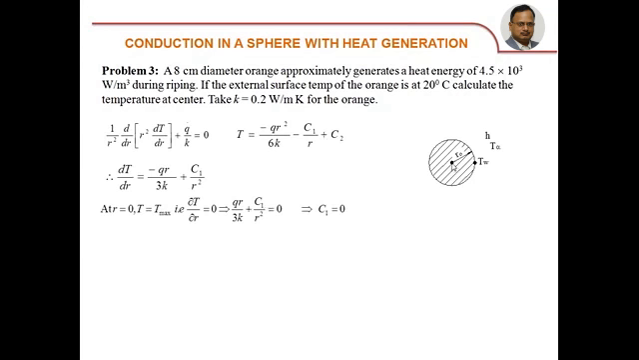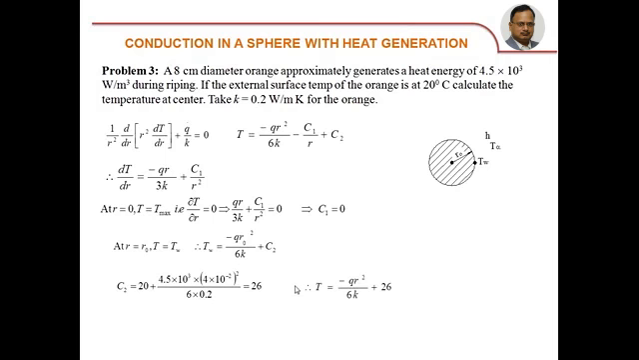At R equal to 0, at the center, the temperature is maximum, that is dT by dR is 0, and hence C1 becomes 0. Other condition is at R equal to R0, the T is TW, given as 20 degrees. So by substituting that, you will get C2 equal to TW plus Q dot R0 square by 6K, that is 20 plus 4.5 into 10 cube into 4 into 10 power minus 2 whole square by 6 into 0.2, that will give you 26 degrees.